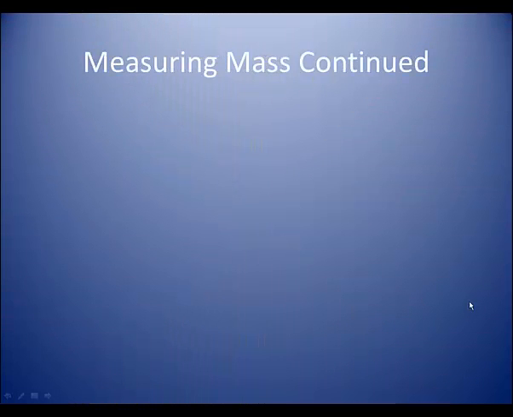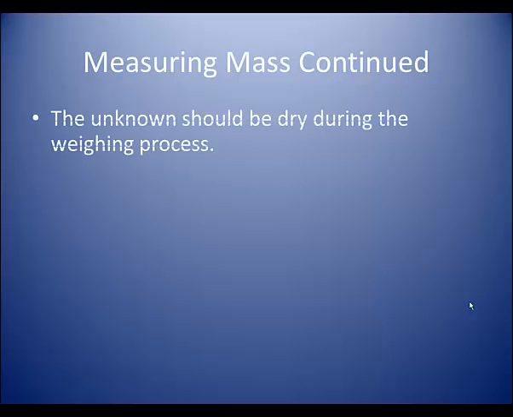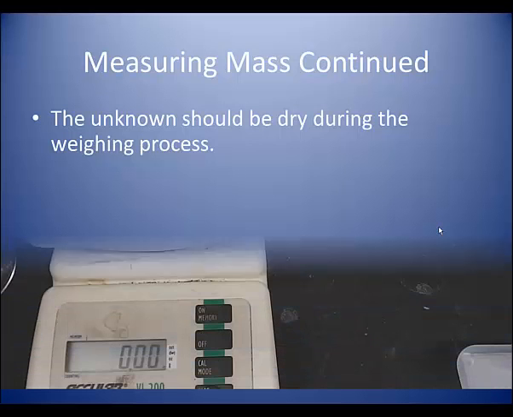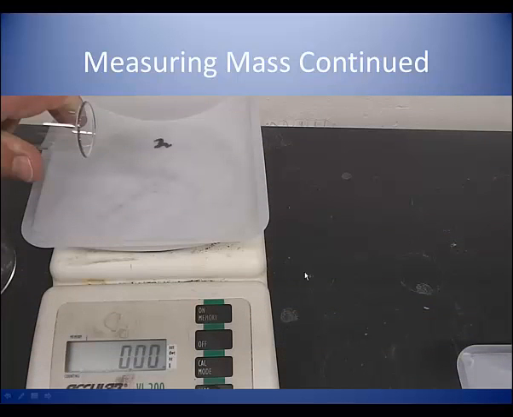So let's get down to actually weighing your sample. The first thing you need to do, for sure, is to make sure that your sample is absolutely dry. Water has weight, considerable amount of weight, so we don't want a wet sample. Here we have the top loading balance. The weighing boat has already been placed on the platform and the balance has been tared. You can tell that because it's zeroed out.